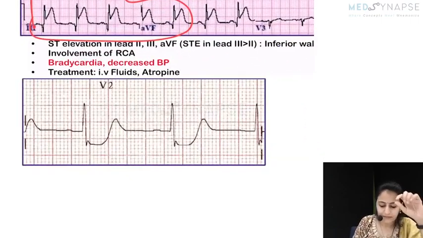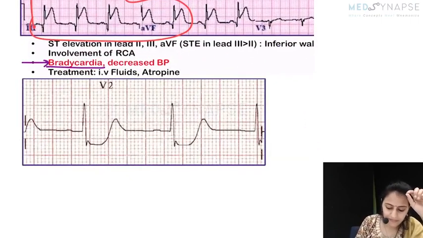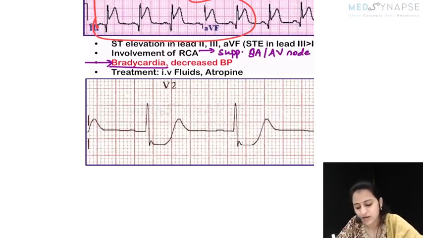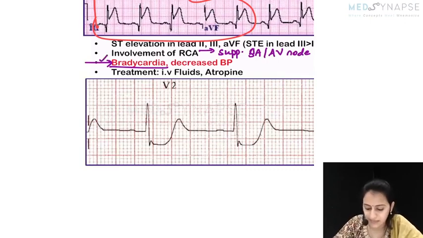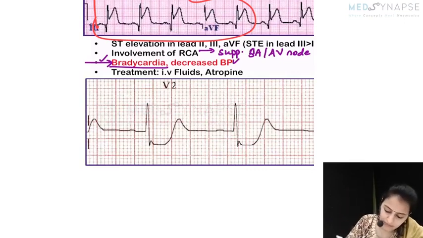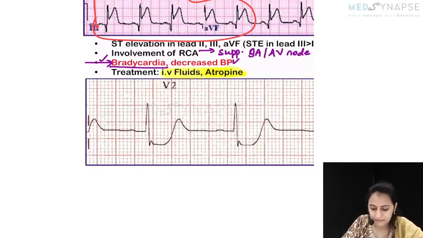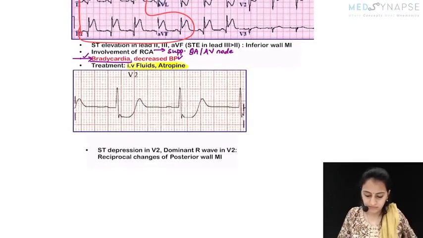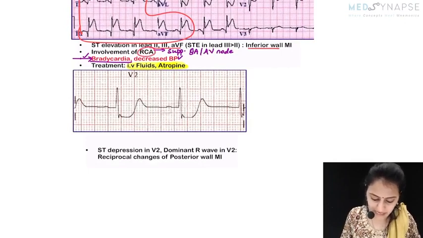And this inferior wall MI presents with bradycardia. Important. Why? Correct. Because the right coronary artery supplies the SA node and AV node. So when the right coronary artery is gone, SA node, AV node gone, there will be bradycardia, there will be hypotension. So remember that in the treatment of inferior wall MI, you will give atropine to overcome that bradycardia, and IV fluids. IV fluids and atropine. So inferior wall is 2, 3, AVF, it is right coronary artery.